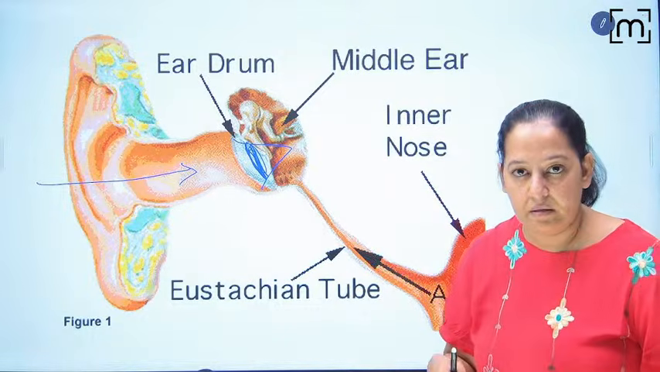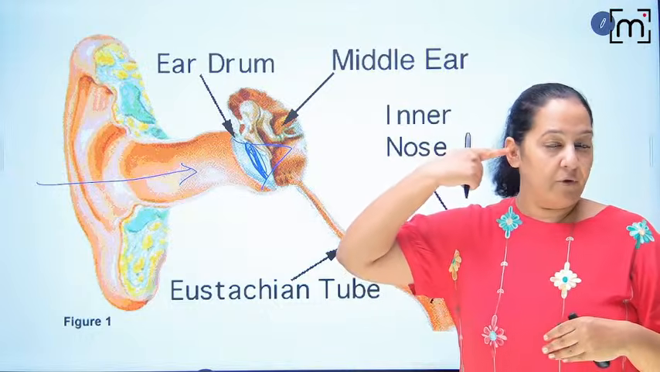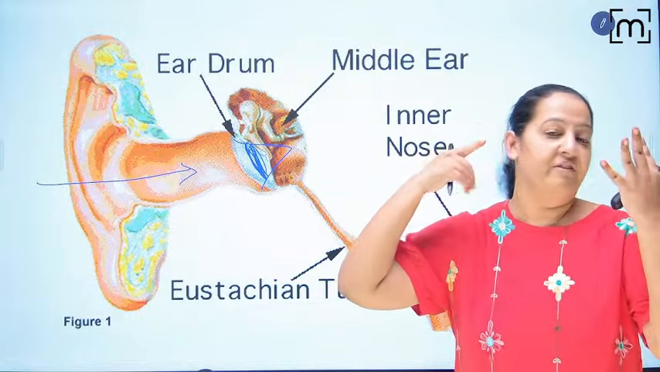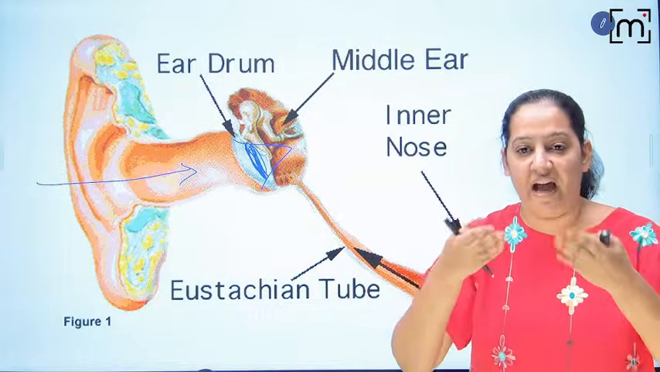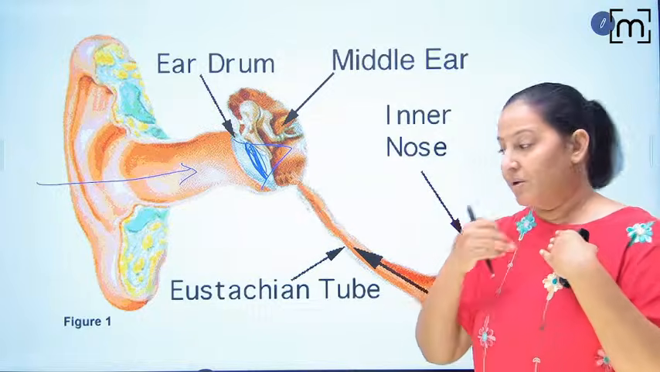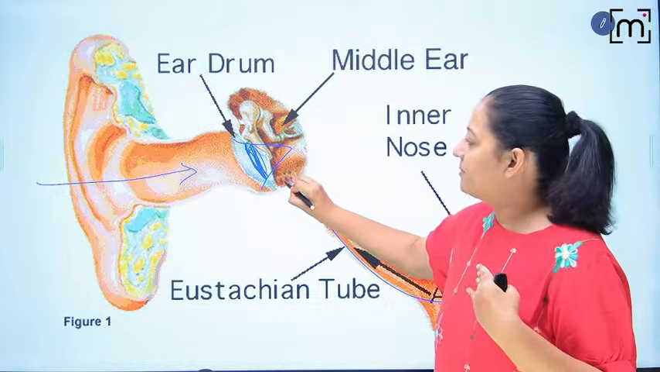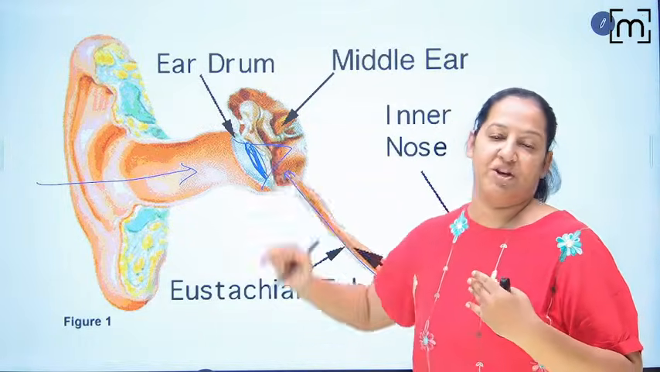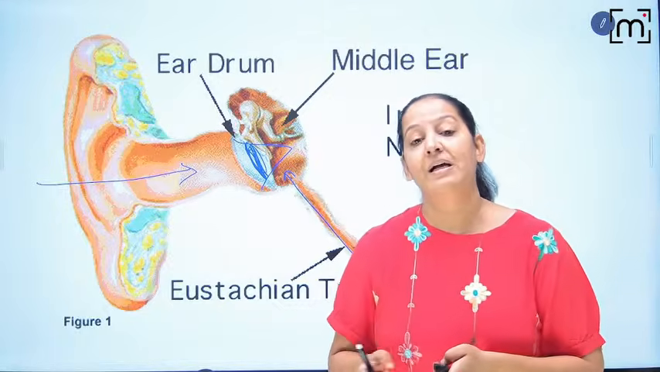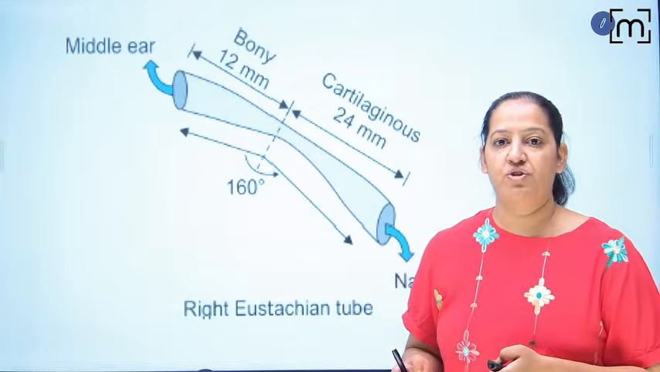So the air will come. We also respire, no? Air is coming into the ears. Suppose there's a wind going on. The wind is going into my ears. But the same wind, I will respire; it will go into my pharynx also, and from the pharynx it will come to this side. So it will equalize the pressure. You got my point? What I mean to say. So this is the function of the eustachian tube. I will show you.